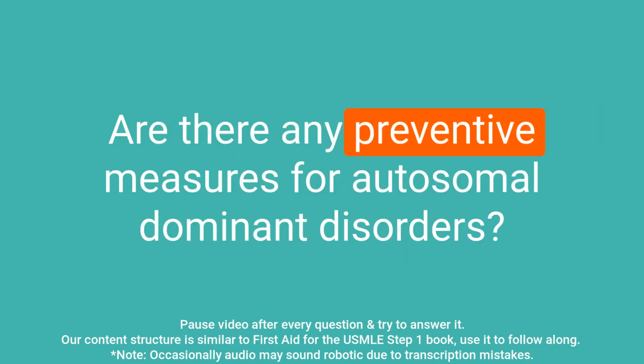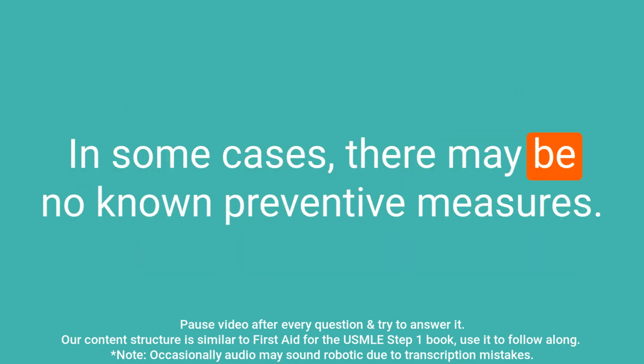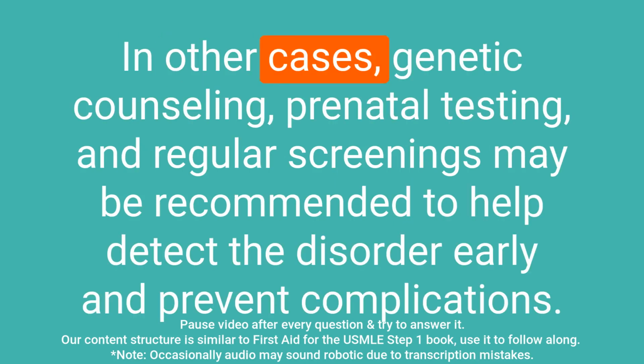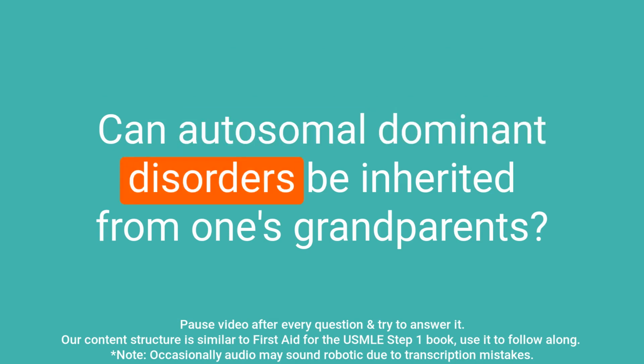Question: Are there any preventive measures for autosomal dominant disorders? Answer: Preventive measures for autosomal dominant disorders can vary depending on the specific disorder. In some cases, there may be no known preventive measures. In other cases, genetic counseling, prenatal testing, and regular screenings may be recommended to help detect the disorder early and prevent complications.